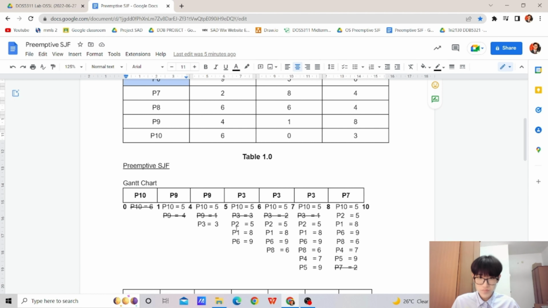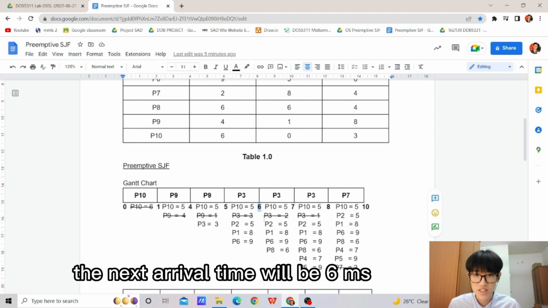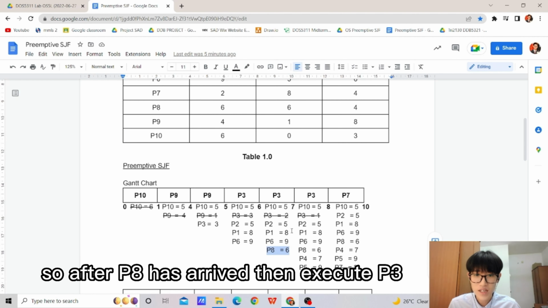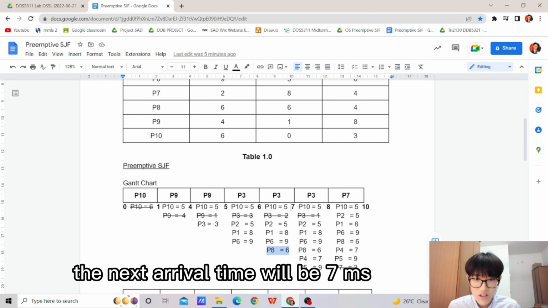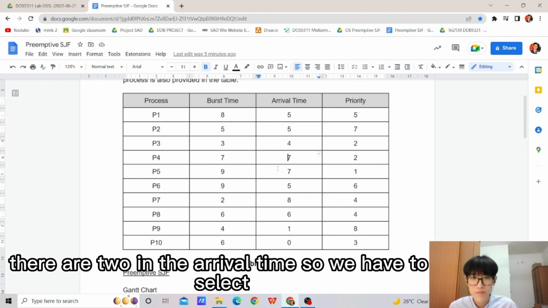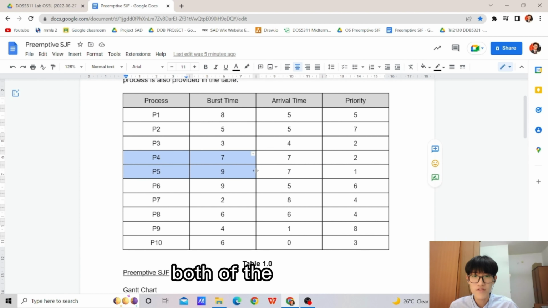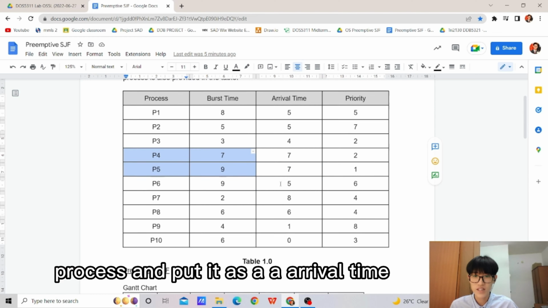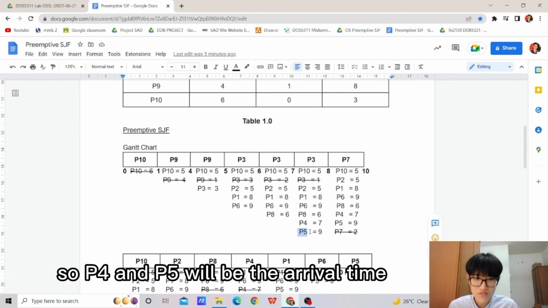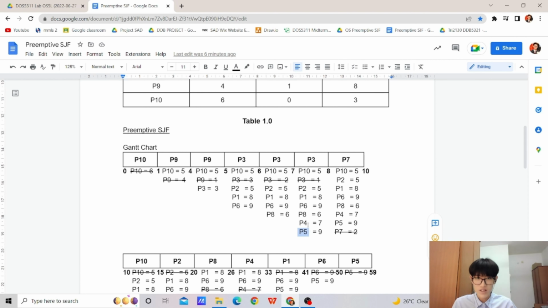After executing P3, the next arrival time will be 6 milliseconds. In 6 milliseconds, P8 has arrived. After P8 has arrived, we execute P3. After that, the next arrival time will be 7 milliseconds. In 7 milliseconds, there are 2 in the arrival time, so we have to select both processes and put them as arrival time. So P4 and P5 will be the arrival time. After both processes arrive, we execute P3.